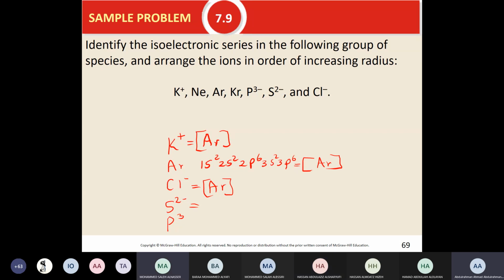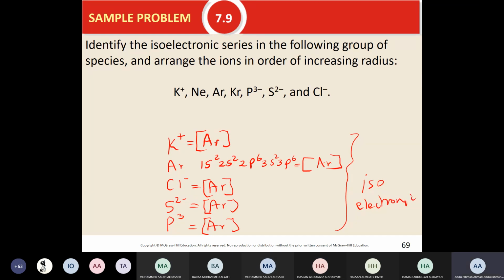Also argon. And how about P3 minus? It will be argon. So argon. They have the same electronic structure. What do we call these elements together? Isoelectronic.